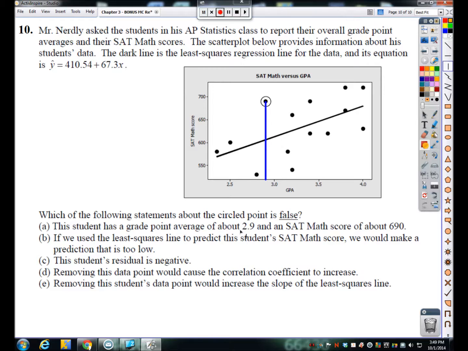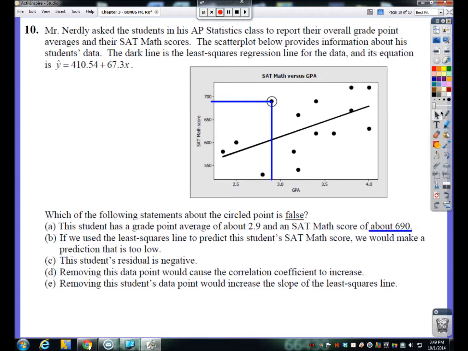So yeah, it's feasible that it's about 2.9. And if I were to shoot straight over, where does it hit the SAT math score? Less than 700, so about 690. Yeah, that seems feasible. So this seems like a true statement, and we're again looking for false statements. So A doesn't look good.